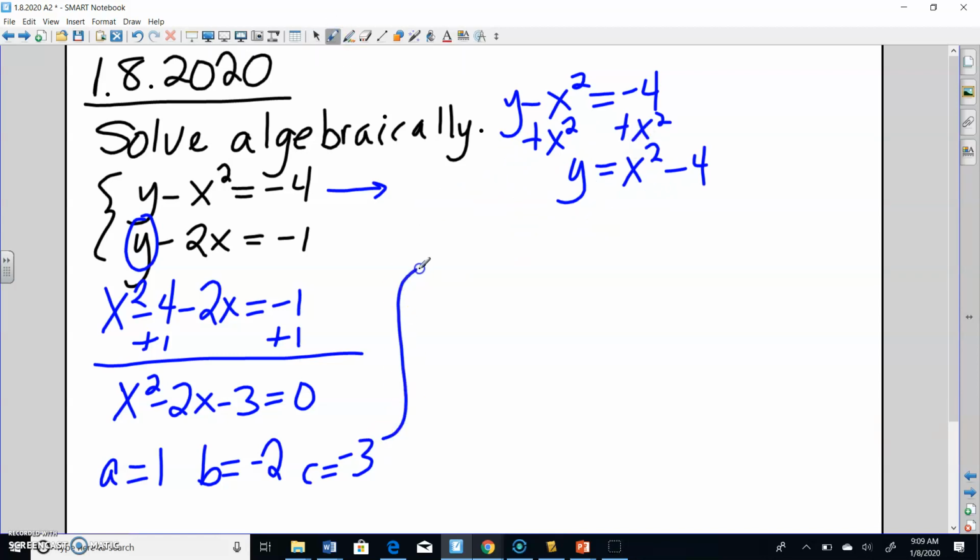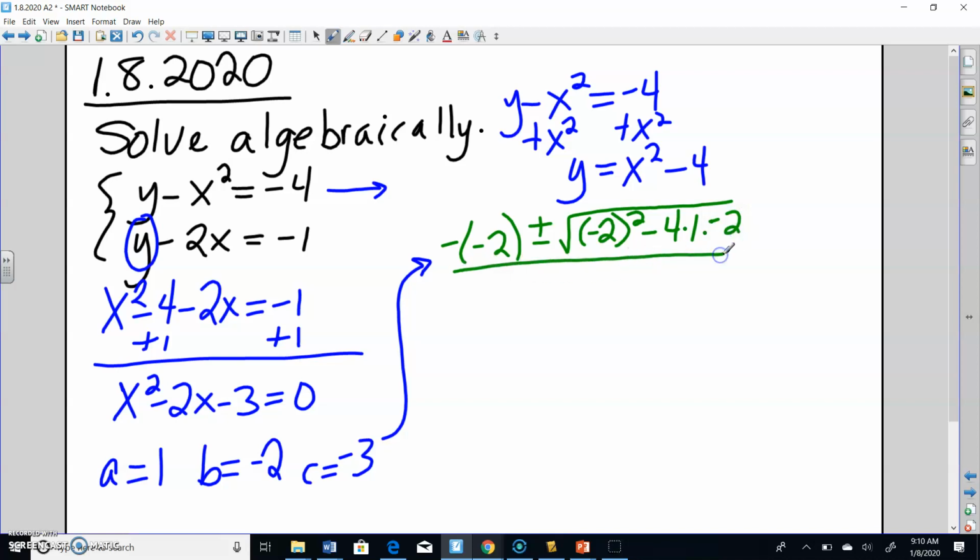Okay, so now I'm ready to use the quadratic formula. Opposite of b plus or minus the square root of b squared minus 4ac over 2a. So opposite of b, so opposite of a negative 2, plus or minus the square root of b squared minus 4 times a times c, which is a negative 2, over 2a, 2 times a, which is 2 times 1.